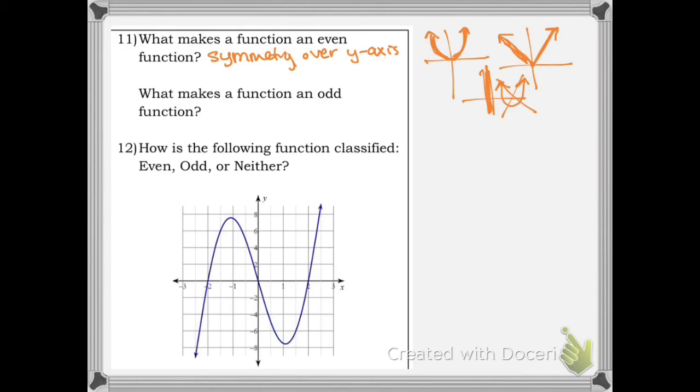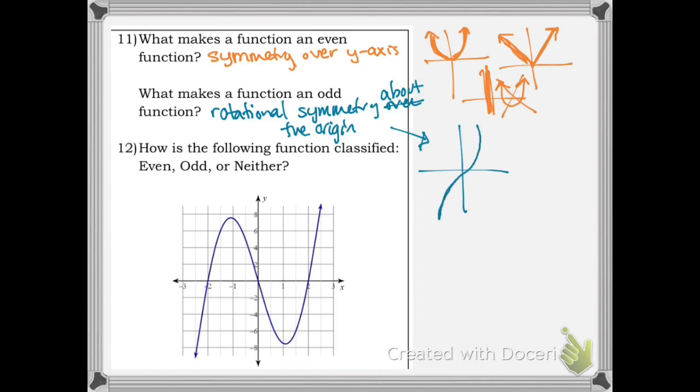What makes a function an odd function? We call it rotational over the origin. Or sometimes we say about the origin. What does this mean? Well, one example of an odd function is an odd power function that is on the origin. Okay? This means that if I took this part here, cut it here, and rotated it over, it would be exactly on top of that part.